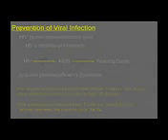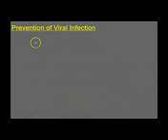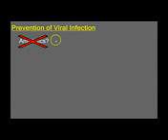So how do we prevent viral infection? Well, it's tempting to say antibiotics, but do antibiotics prevent viruses or kill viruses? And we have to remind ourselves that viruses are not living. Antibiotics are antibacterial. We don't use antibiotics for viral infections.